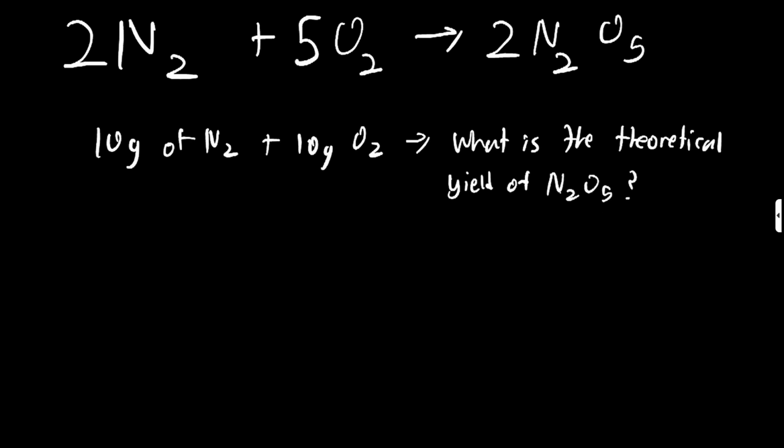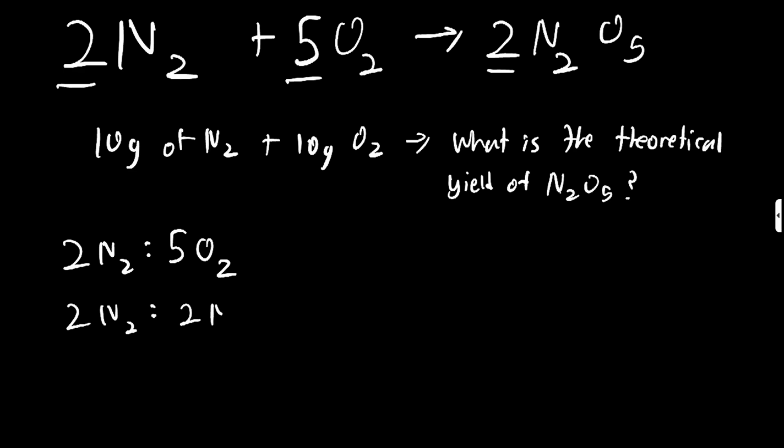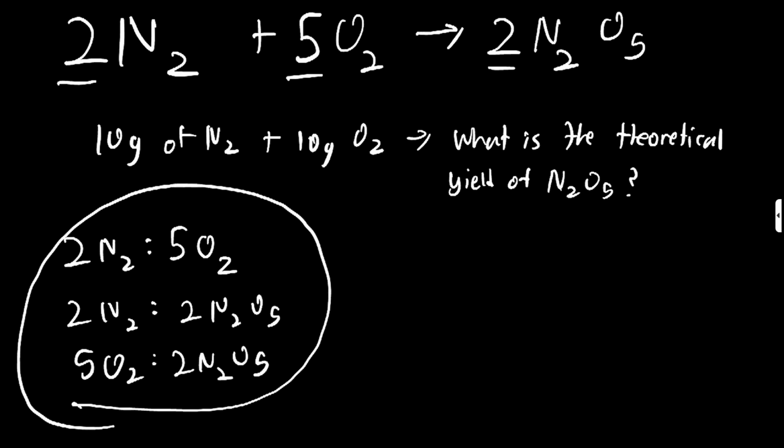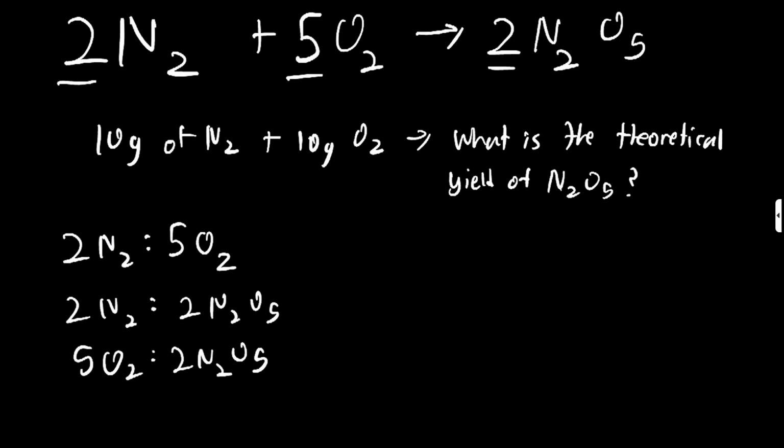What these numbers tell us is that, for example, 2 nitrogens are ratioed with 5 oxygens. 2 nitrogens go with 2 N2O5s. And the same goes for O2: 5 O2 is proportional to 2 N2O5. So these ratios are going to allow us to convert between moles of one compound to another when we do the stoichiometry.